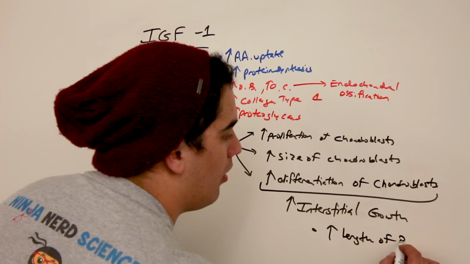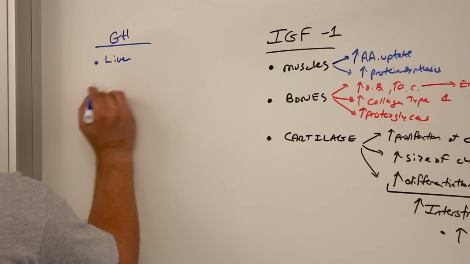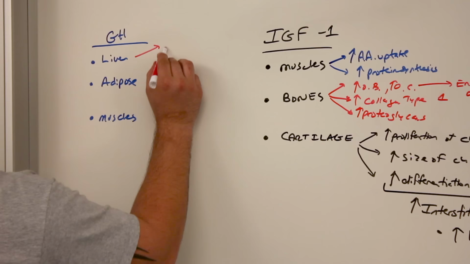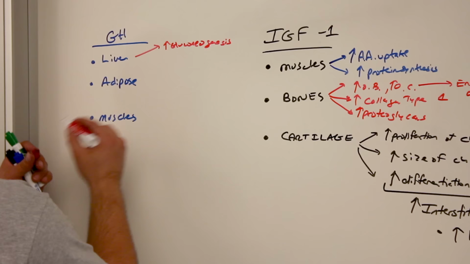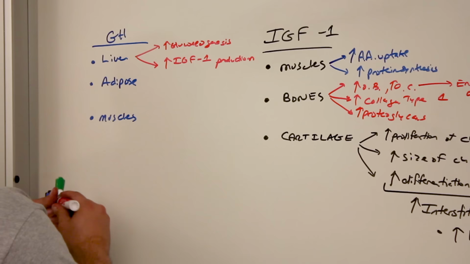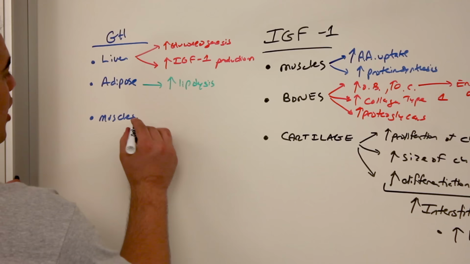All right. What did we say was the effect of growth hormone? We said the effect of growth hormone was on the liver, and it was on the adipose, and it was also on the muscles. What is it doing? It's working on the liver to be able to increase what's called gluconeogenesis. It's also working on the liver to increase the insulin-like growth factor 1 production. It's also going to act on the adipose tissue, and when it works on the adipose tissue, it enhances what's called lipolysis. And it's also going to work on the muscle tissue, and in the muscle tissue, it's going to help to be able to do increased amino acid uptake.